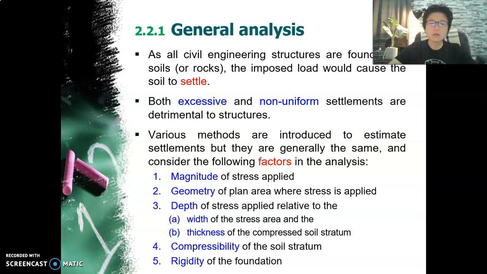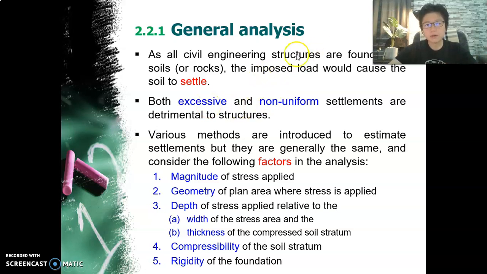Any soil is always subsiding, always settling. Right? We will learn after this one that is the case. However, when it's excessive, meaning that it's exceeding a certain limit that we permit for the structure or embankment, right?